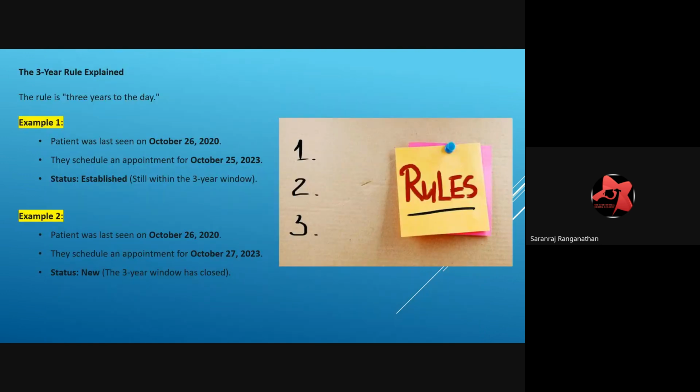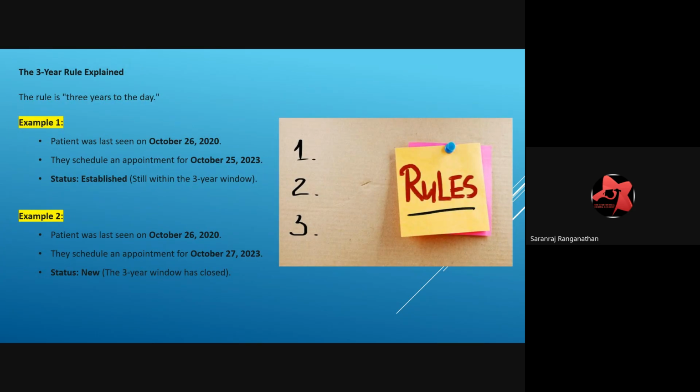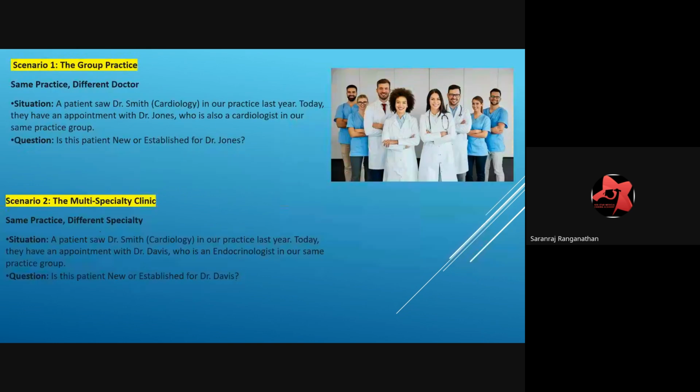So next, I have provided small examples. As I told, this is a 3 year rule. If you see October 2020, okay, the patient has been seen last, then again he is coming on October 25th, 2023. So the window is still open. One more day is there to complete the 3 years, so I will consider him an established patient. In the second example, October 27th, one day crossed, the window is closed. By default he is going to become the new patient. That is what the 3 year rule says for us.